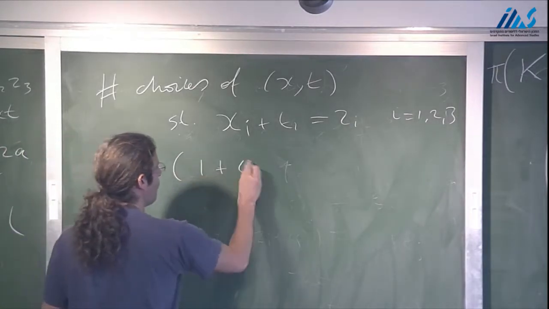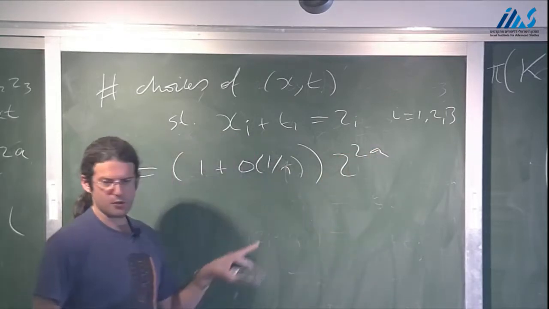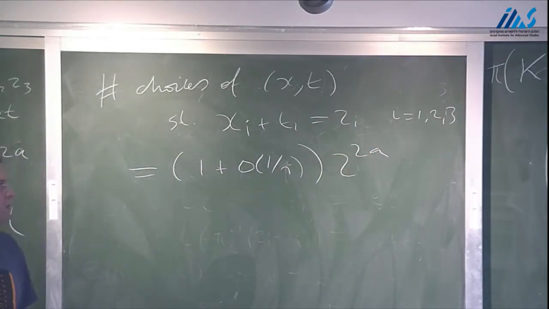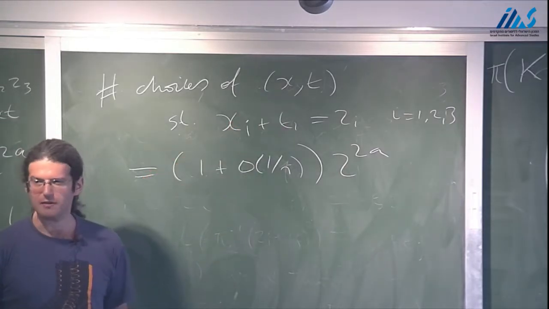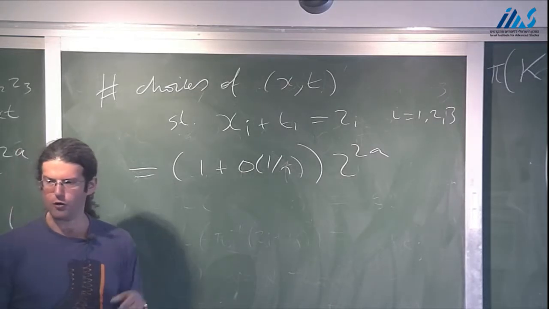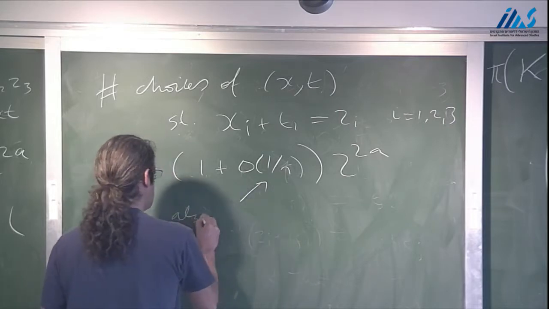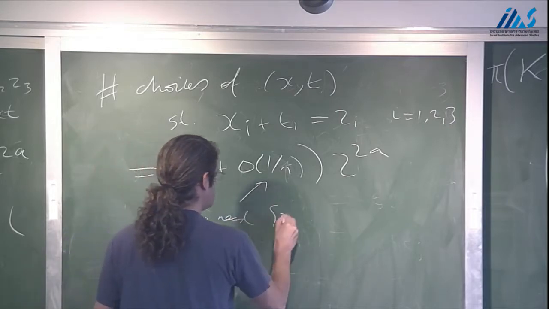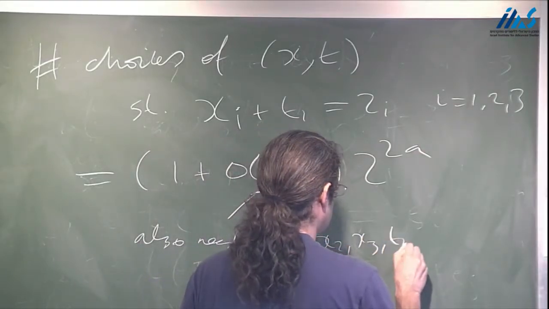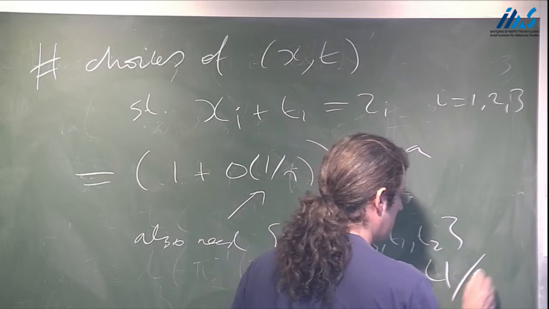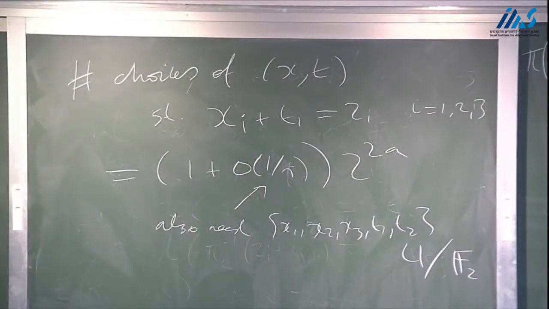It's 1 plus order 1 over n times 2 to the 2n. I put this approximation in because I've got the condition that x and t are supposed to have no sum equal to 0, so that might happen for some choices, but it's of lower order magnitude. So also need them linearly independent over F2.